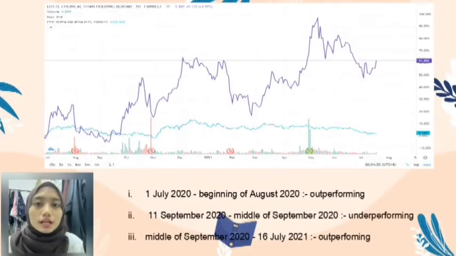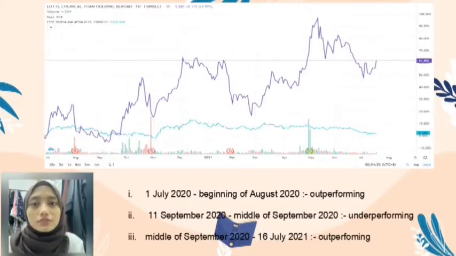So, today I will present about comparative analysis. As we can see clearly in the figure, the purple line represents the price of LCTITAN. Meanwhile, the blue line represents the FTSE BM KLCI. So, why do we need to do a comparison? This is to determine whether the price of LCTITAN is outperforming or underperforming at the same level.